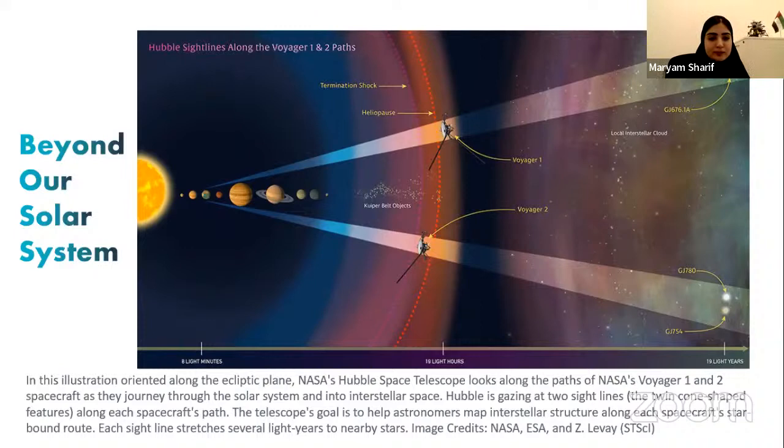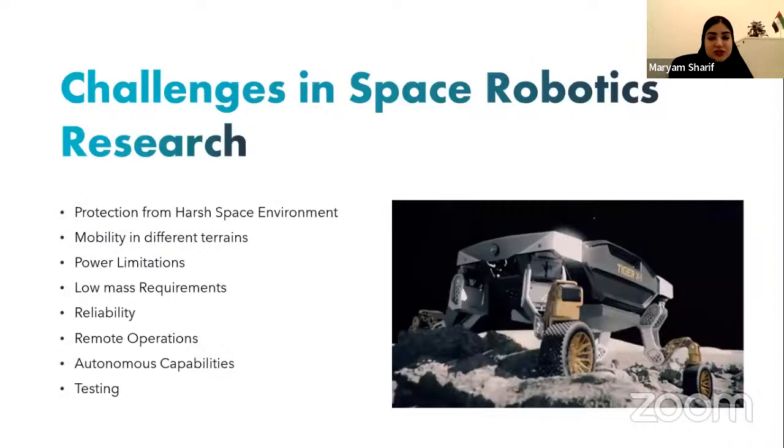So we have just mentioned some examples of space missions over Mars. Now, we talk about challenges in space robotics research. So what are the challenges faced in space robotics? We still have to protect it from the harsh space environment, and also handle mobility in different terrains, as we can see in this image. For example, the lunar surface is not smooth, and neither is the Martian surface.